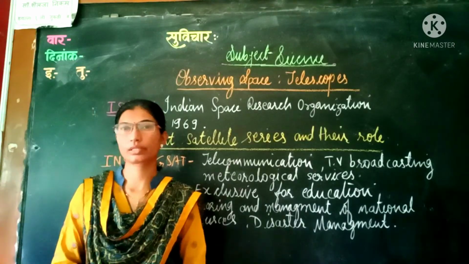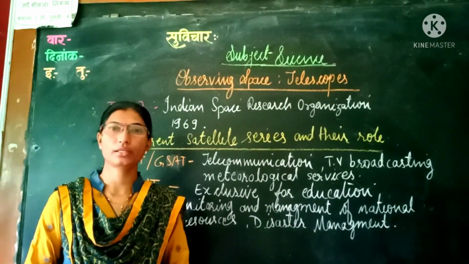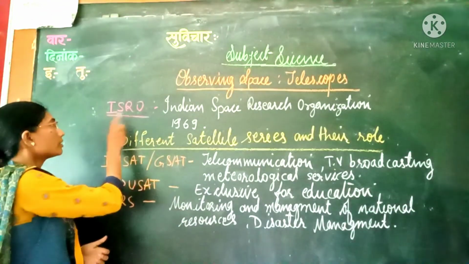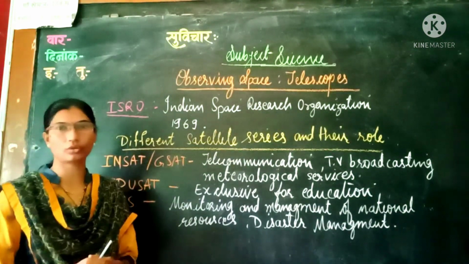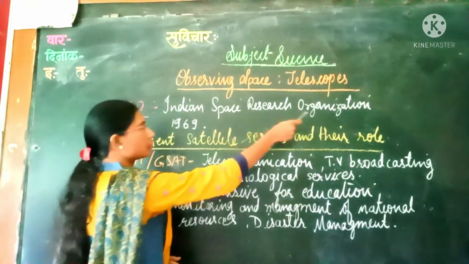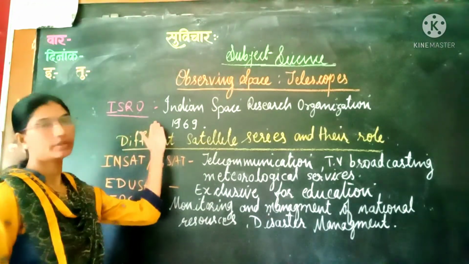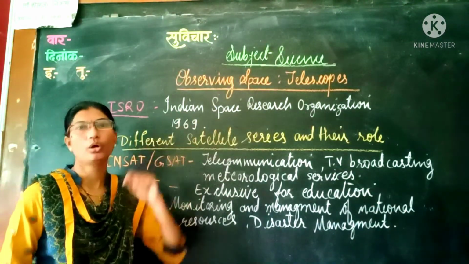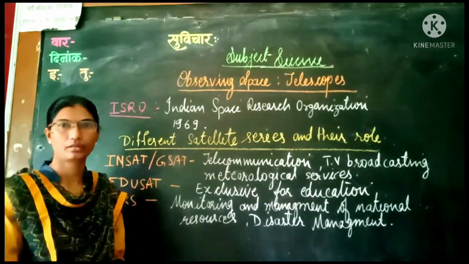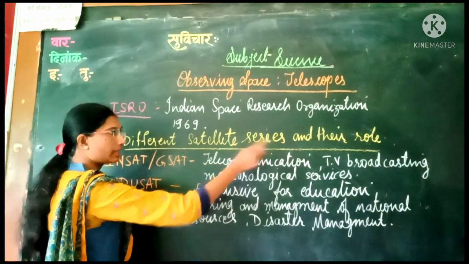Now students, let's see the organization which works on space and technology in our India, and the various satellites and their role. The first one is ISRO, as we know, the institute where space technology and research take place. The full form of it is Indian Space Research Organization. It was established in 1969. So this is our Indian Space Research Organization, where research on space and the launching of satellites take place. Now students, let's see the various different satellite series and their role.